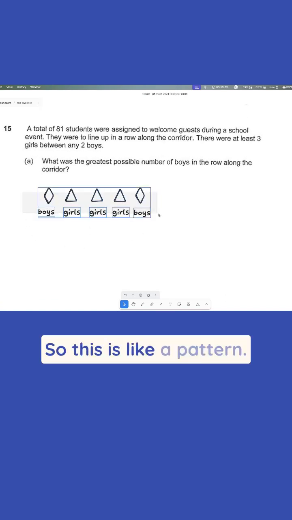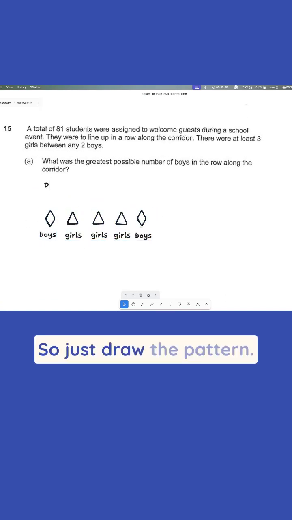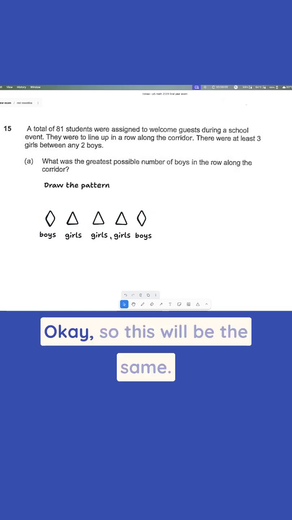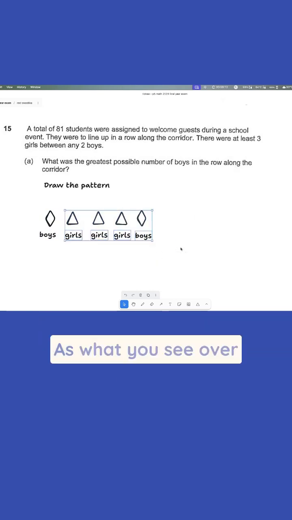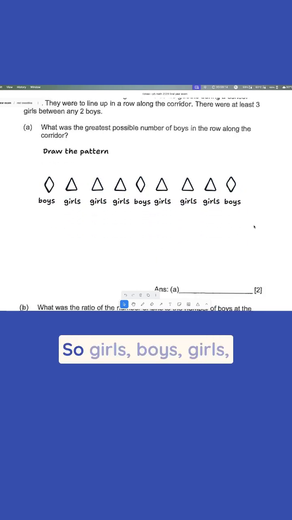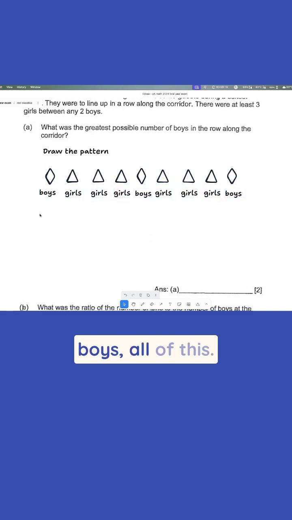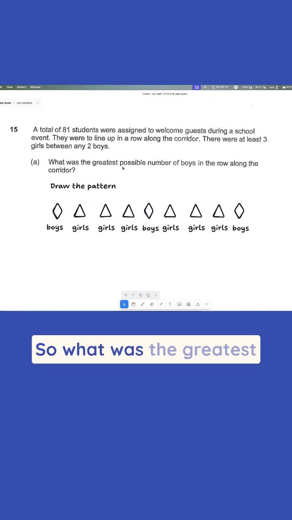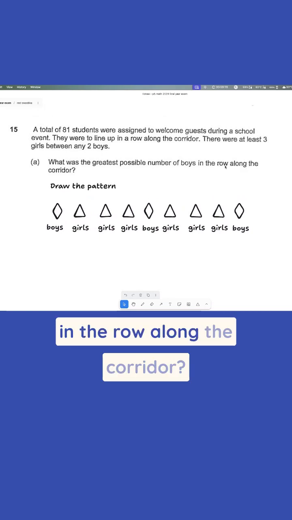So this is like a pattern. So just draw the pattern. So this will be the same as what you see over here, like this. So girls, boys, all of this. So what was the greatest possible number of boys in the row along the corridor?